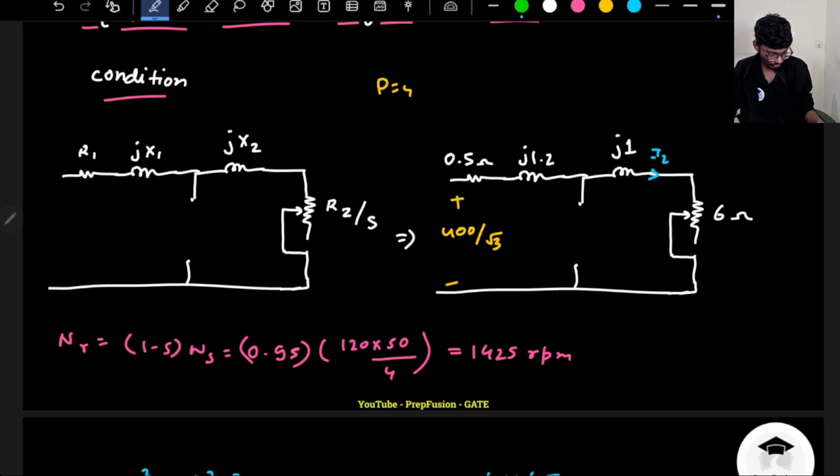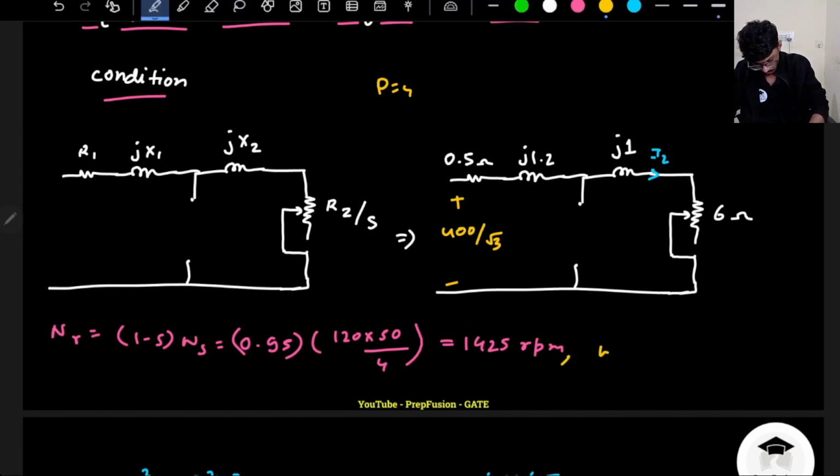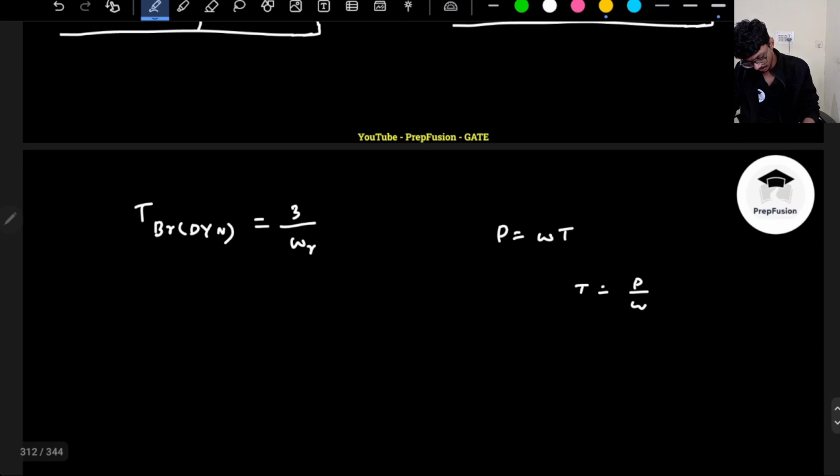Now what is omega r? Omega r will be 2 pi NR by 60, so 1425 into 2 into pi divided by 60 equals 149 radian per second. So here I will replace this with 149 radian per second.